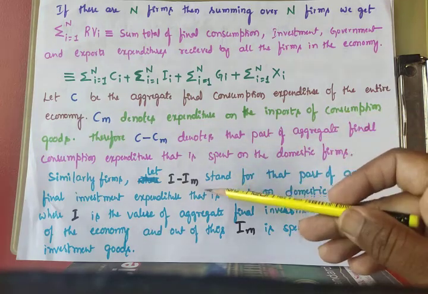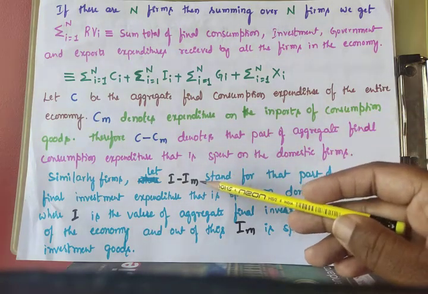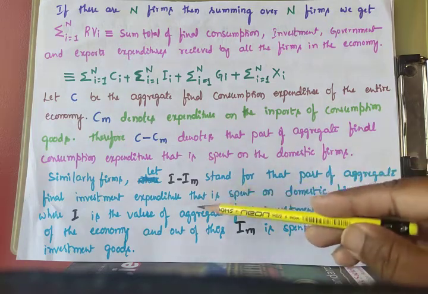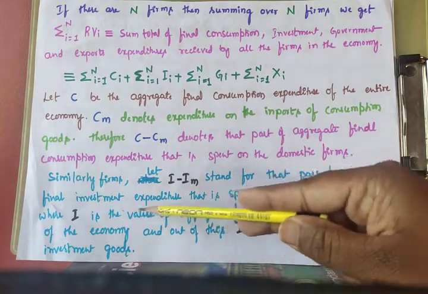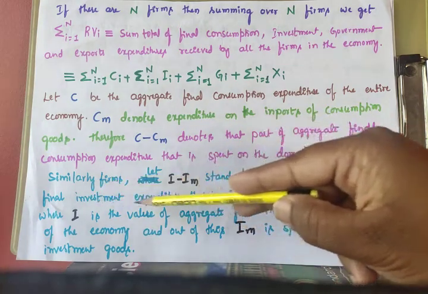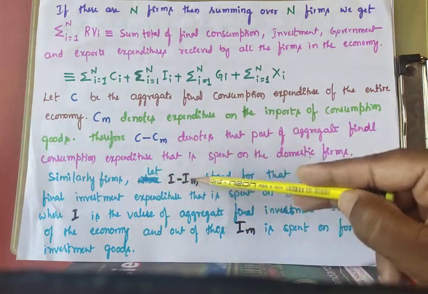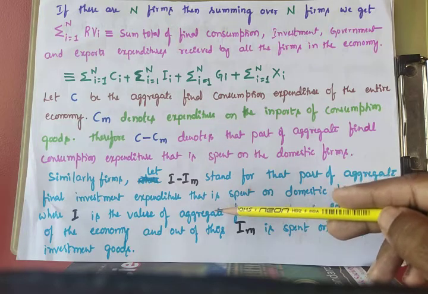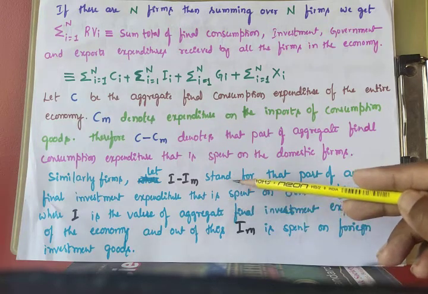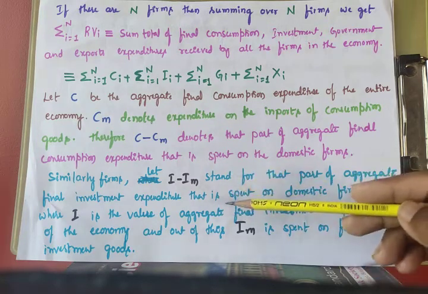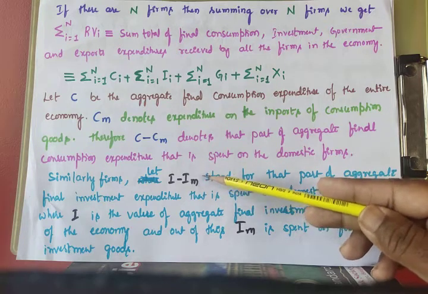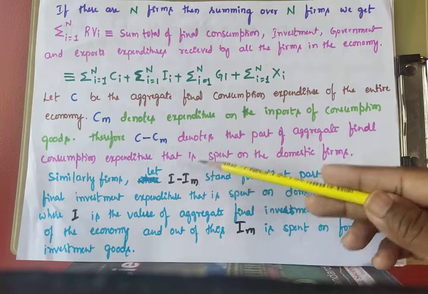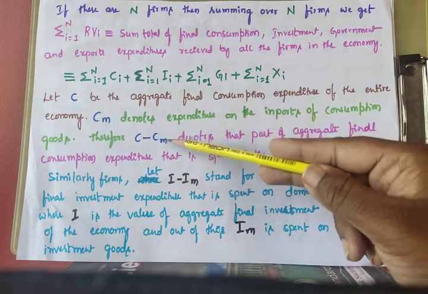Likewise for investment, I minus IM, we should deduct the imports. We should calculate only domestic firms' expenditure, the aggregate final investment expenditure. We should deduct the imports we receive from other countries, that is capital goods, and what we spend on that we should not calculate. We should not calculate the investment imports. We should not calculate the consumption imports.